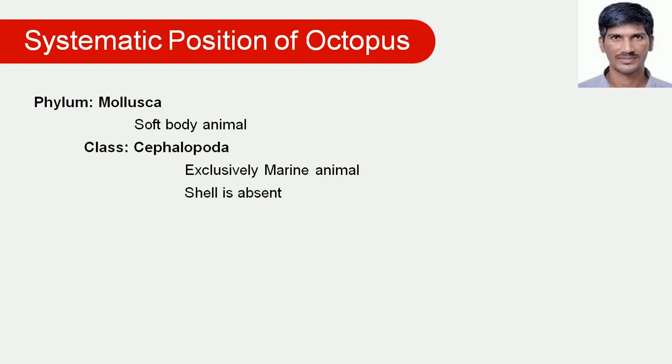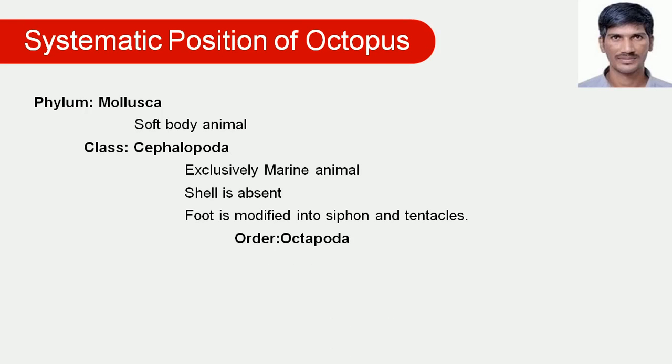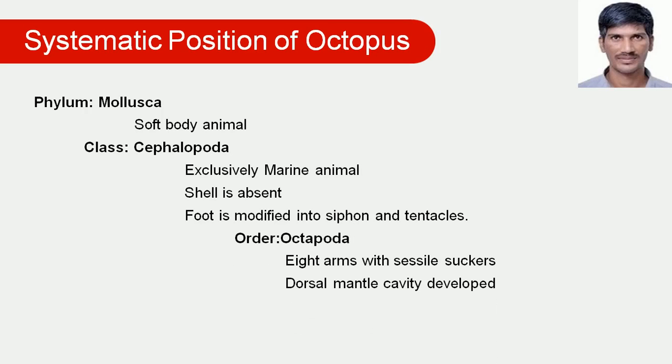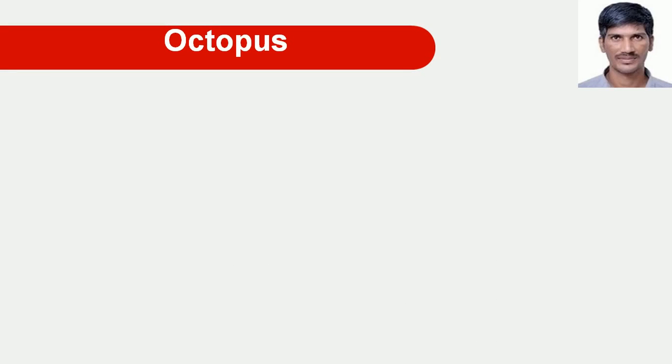In this animal, the shell is absent; the protective calcareous covering is absent in the octopus. The foot is modified into the siphon and the tentacles. This animal belongs to the order Octopoda because there are 8 arms with sessile suckers on them, and therefore it belongs to the octopods. The dorsal mantle cavity is well developed, and the body is short and compact. The genus is Octopus.